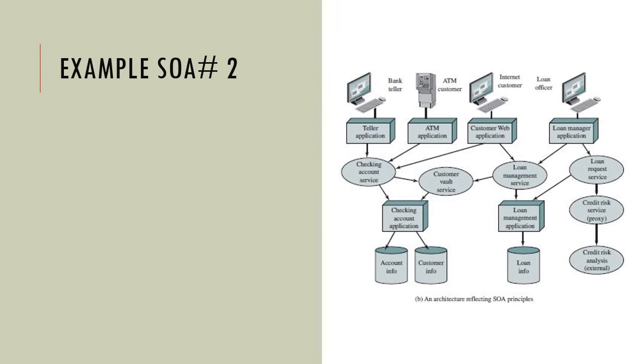Let us now look at another example of a service-oriented architecture. Here again we have three databases: account information, customer information, and loan information. Then we have two basic applications: checking account application, loan management application. And there are services which are using these applications. Like there is a checking account service, there is a customer vault service, there is a loan management service, there is a loan request service.